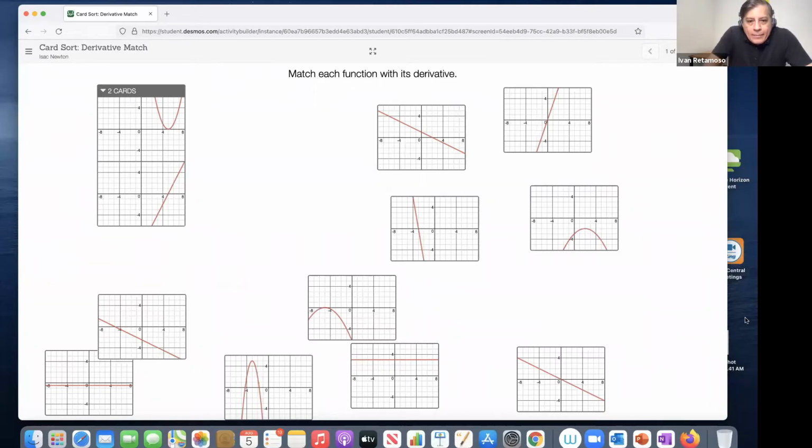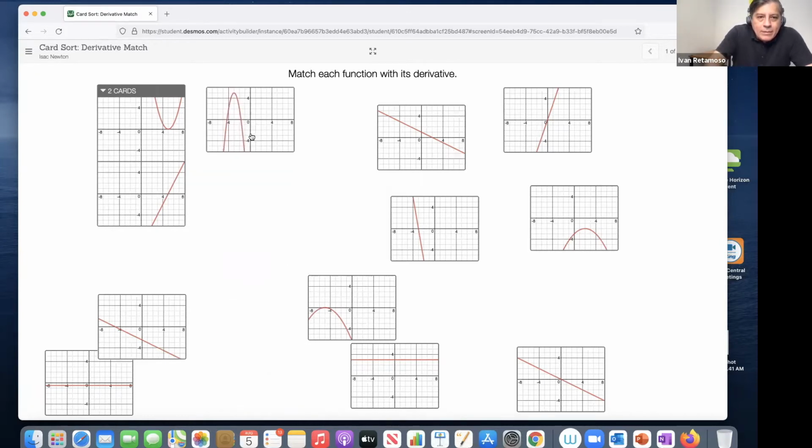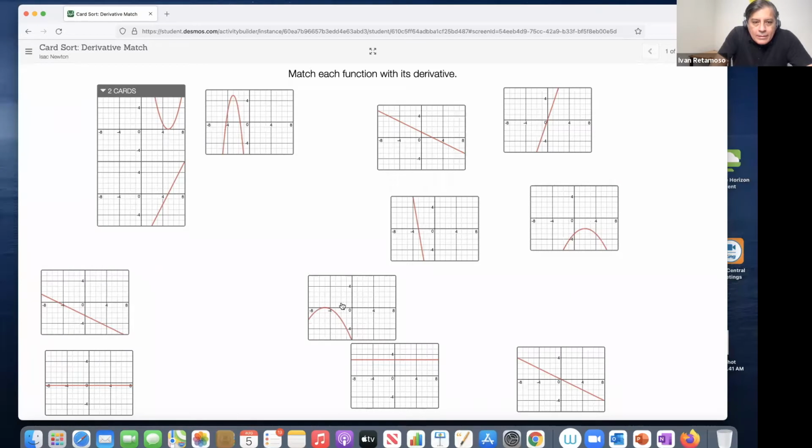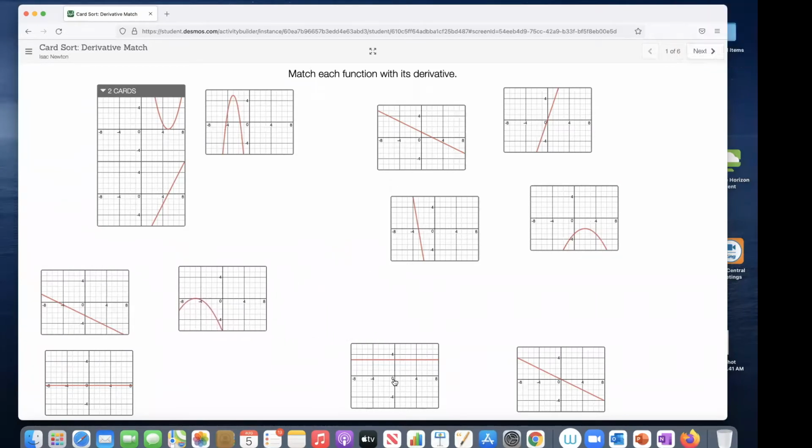Let's choose another one. And now, let me choose another parabola, but now one that is going downward. Let's see if you can figure it out, guys. Let's try to put it in the middle. Up here. This one. Yeah, very good, Grace.